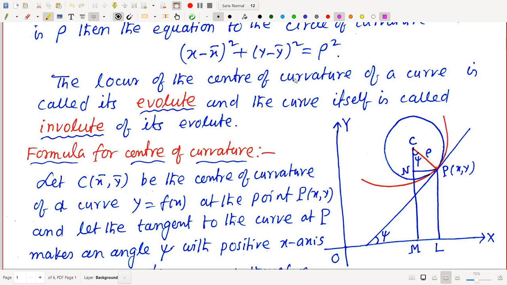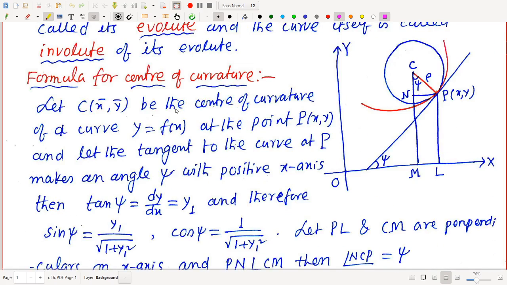The locus of the center of curvature of a curve is called its evolute. If we change the position of the point P, then the position of the center of curvature will change. So that's why the word locus comes. The locus of the center of curvature of a curve is called its evolute, and the curve itself is called the involute of its evolute.